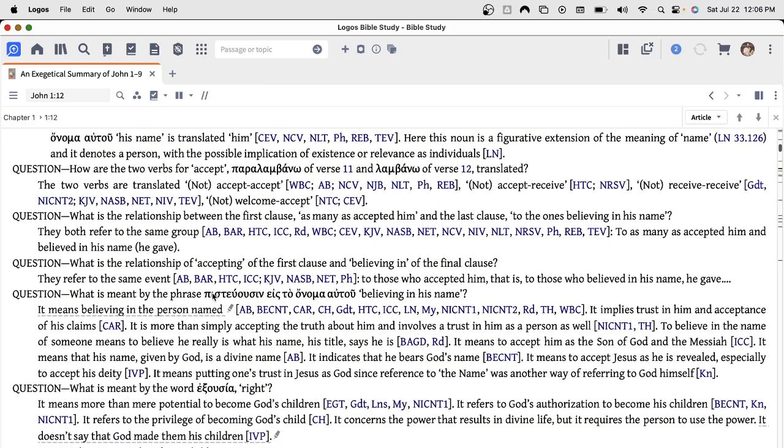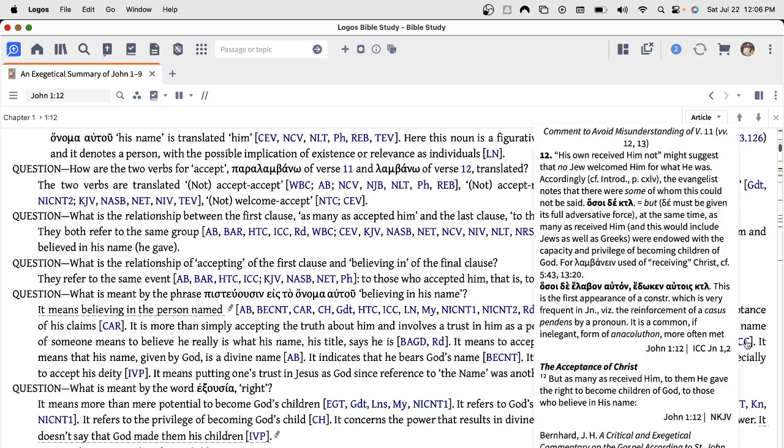In John 1:12, what does it mean by the phrase believing in his name? I think this is a reference to as many as believed in his name. It's going to say it means believing in the person named. They give you these different ideas. It implies trust. It's more than accepting the truth. It involves trust. To believe is to believe he really is what his title says he is. It means to accept him as the Son of God and the Messiah. These are all different interpretational options that it gives you.